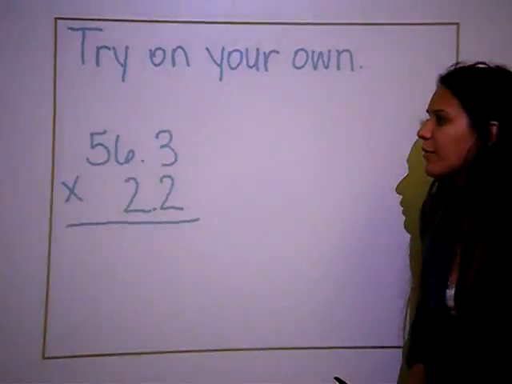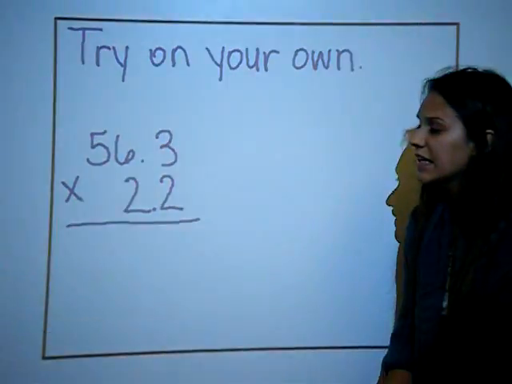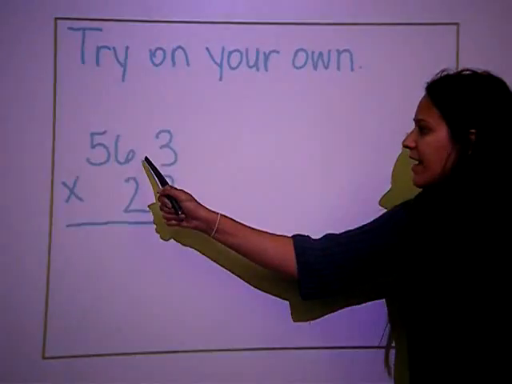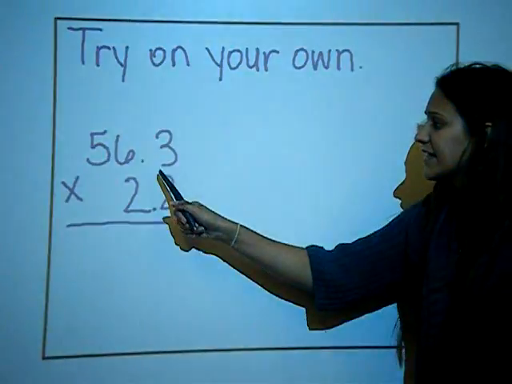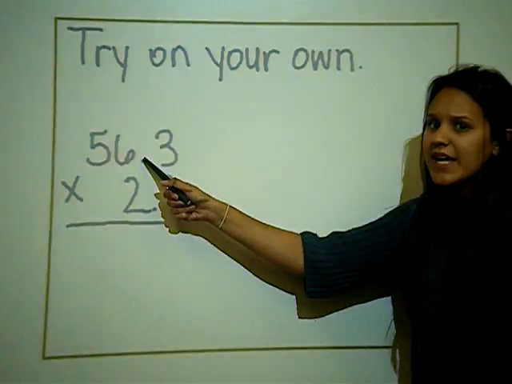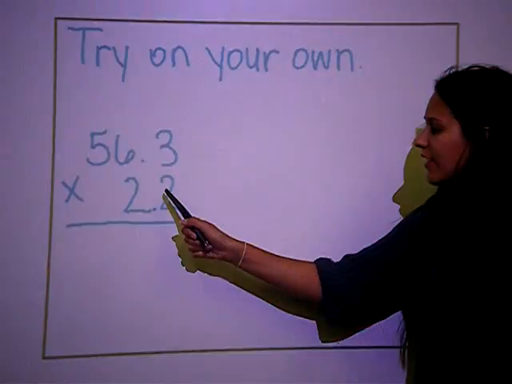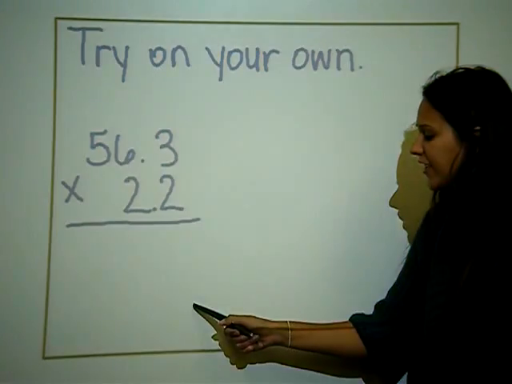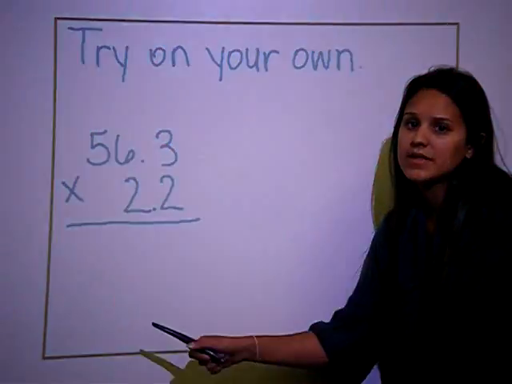I want you to go ahead and try one on your own, 56.3 times 2.2, and see what you get. Remember, you have to count the decimal for both places. In this case, you only have to go over how many times? 1 time, and then you've got to come down here to this one and go over, making it 2 times. So when you get to your final answer, you're going over 2 times.